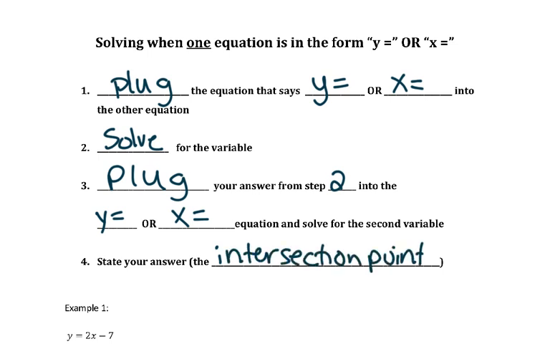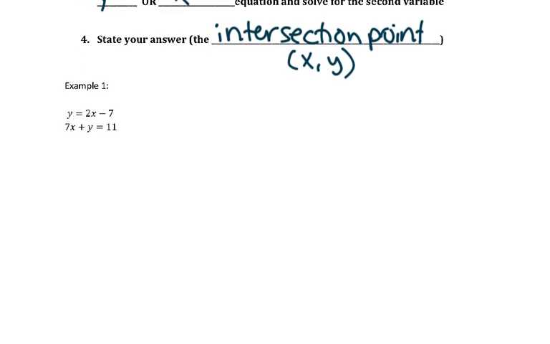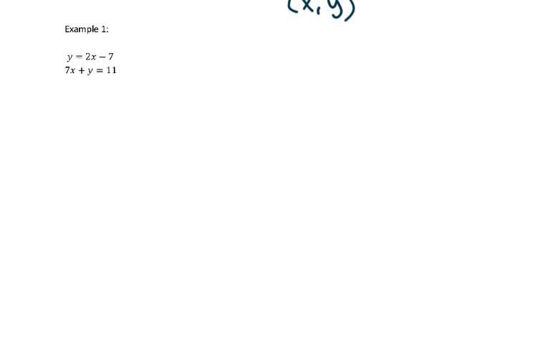And then the intersection point, just as a reminder, is your x comma y value. So we're going to do a few examples like this, kind of go through that process. So in example 1 for this set of directions, we have two equations, but only one of them is in y equals. It's the first one. So I'm going to box the first one, and it is going to go in for y in the other equation because that's what it equals.